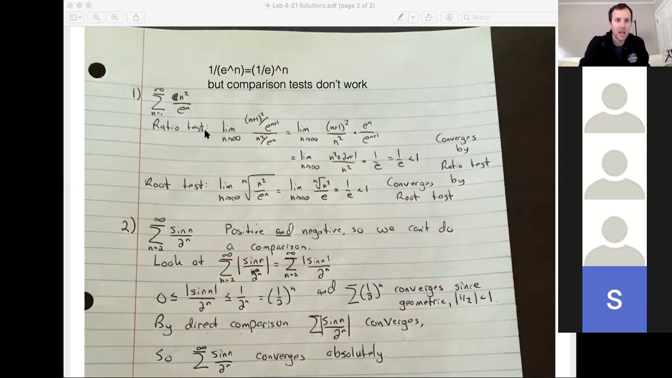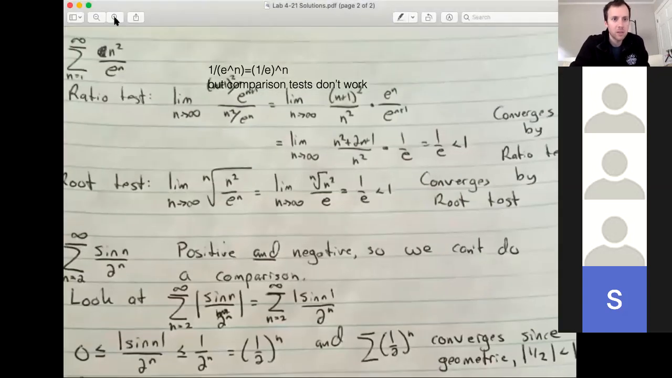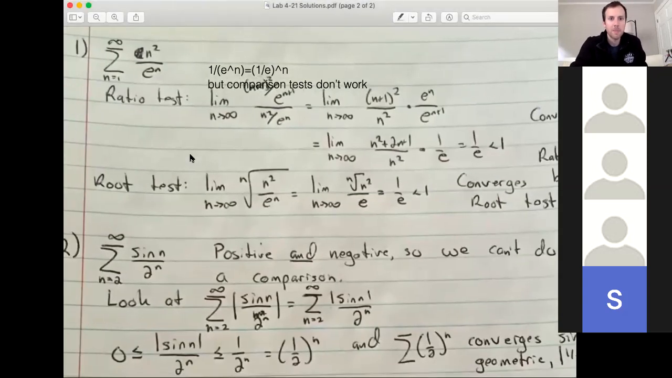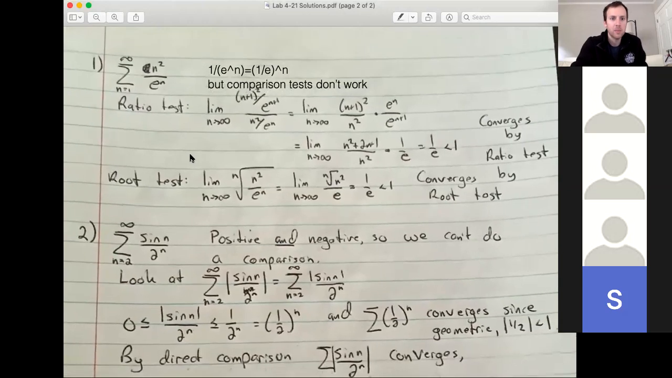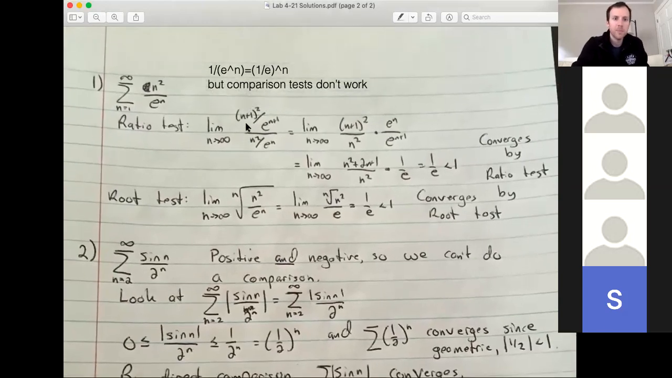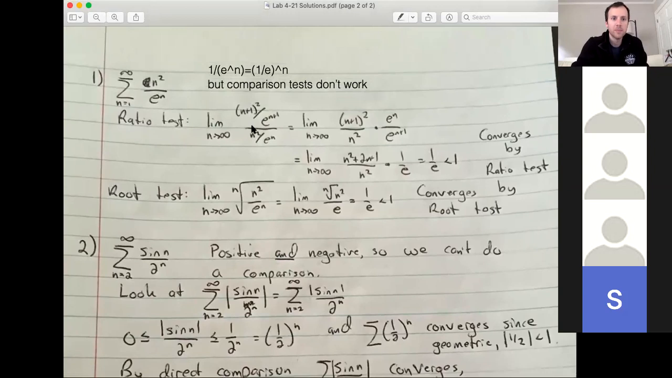So the ratio test says, well, it's positive, so the absolute value doesn't do anything. But you have just these terms on the bottom of your fraction. Let me zoom in a little bit. Here we go. The terms on the bottom, and replace the n's with n plus 1 on the top.